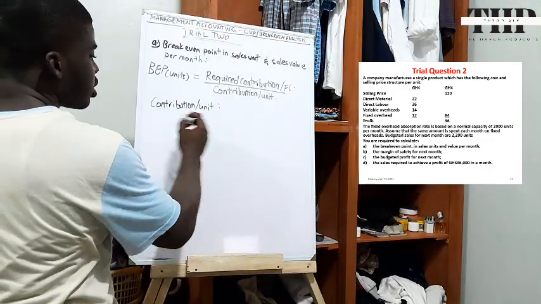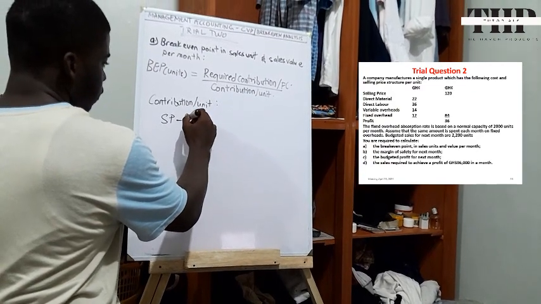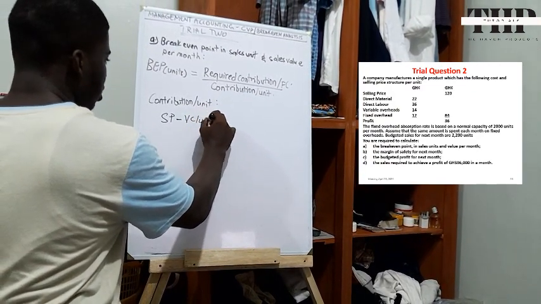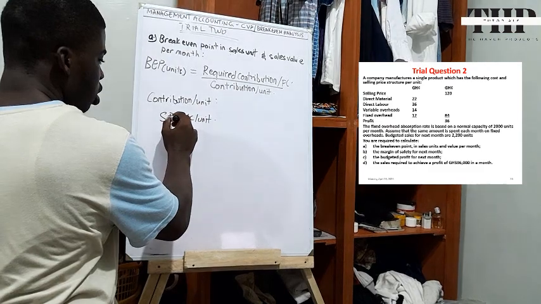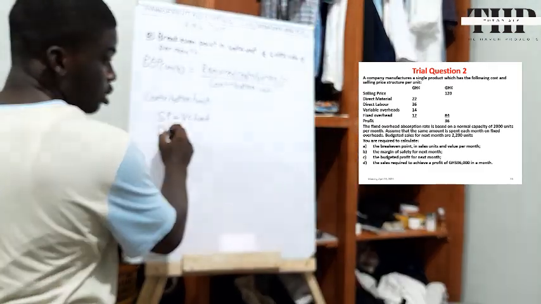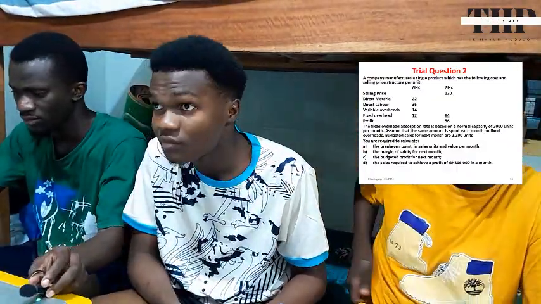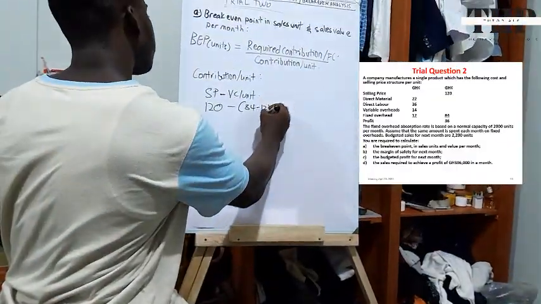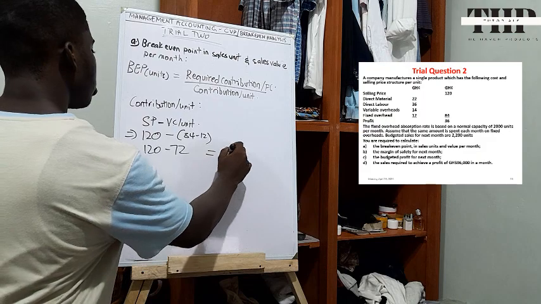So if you are calculating the contribution per unit, one way to do it would be the selling price minus the variable cost per unit. The selling price was 120. But the 84 cannot represent the variable cost per unit because it includes the fixed cost, so we have to deduct it. So this should have been 84 minus 12, which gives us 72. 120 minus 72 is 48. This is the correct answer.